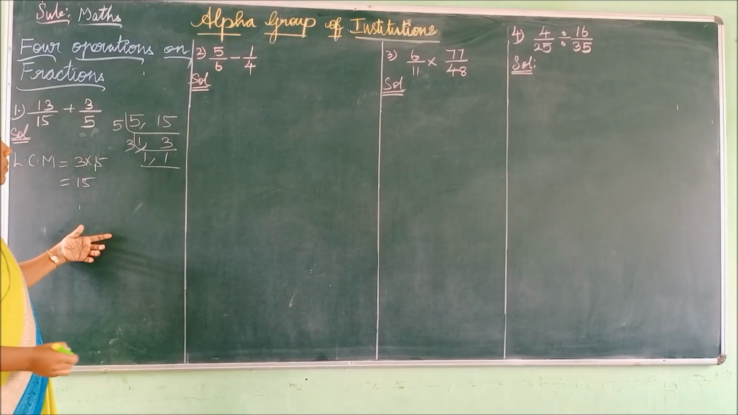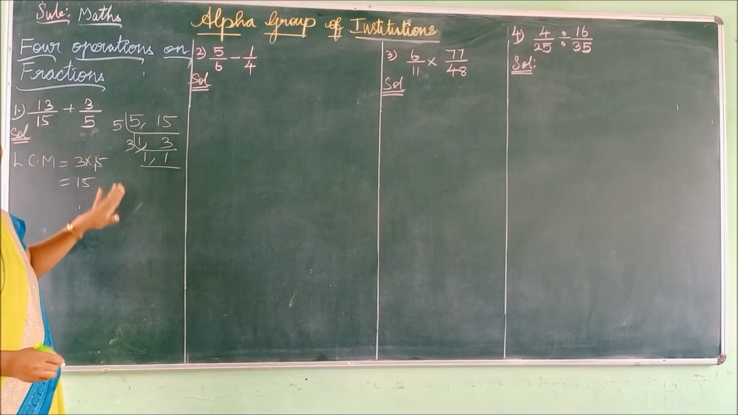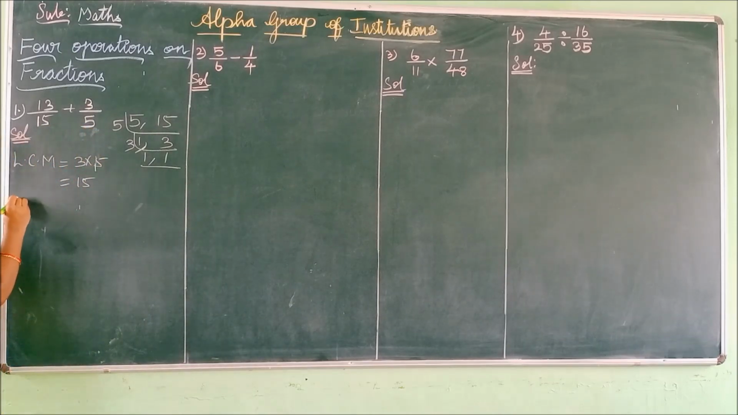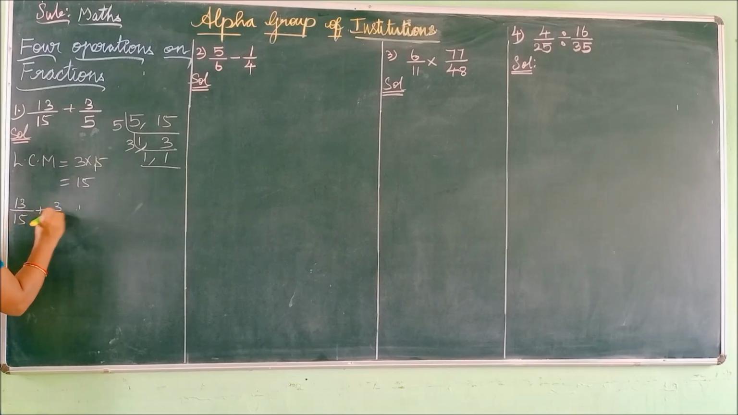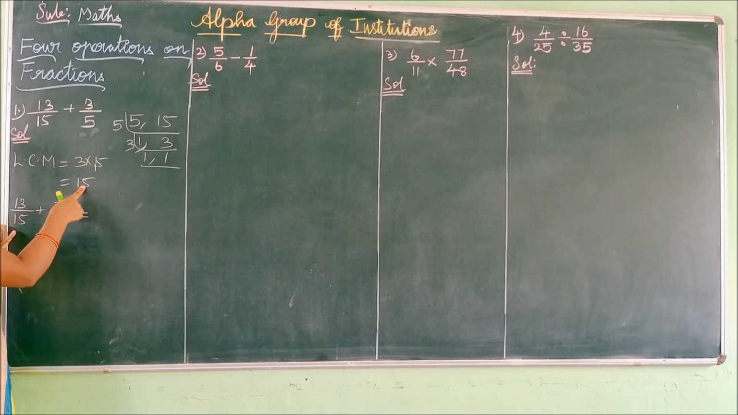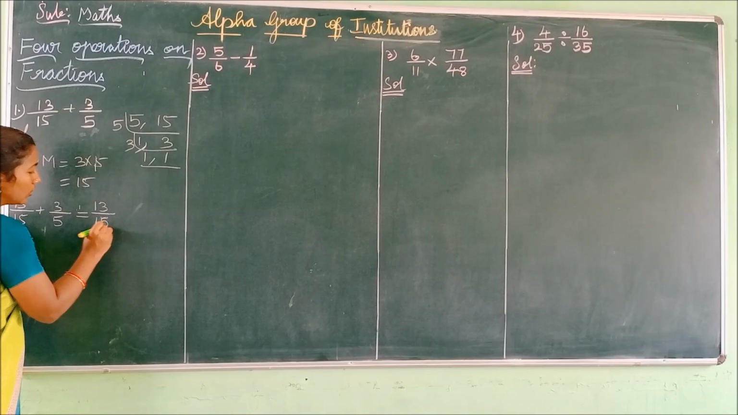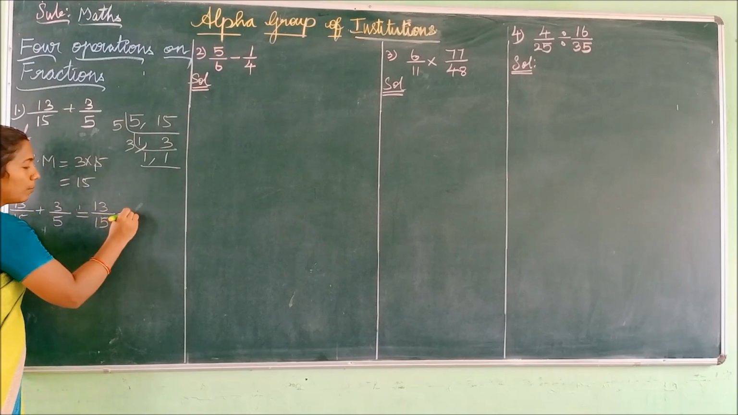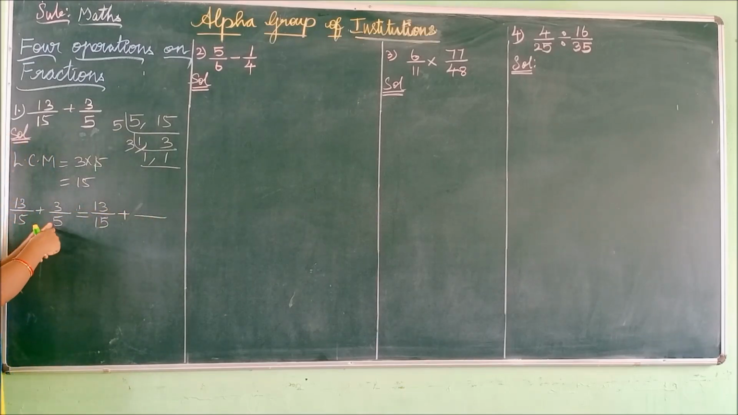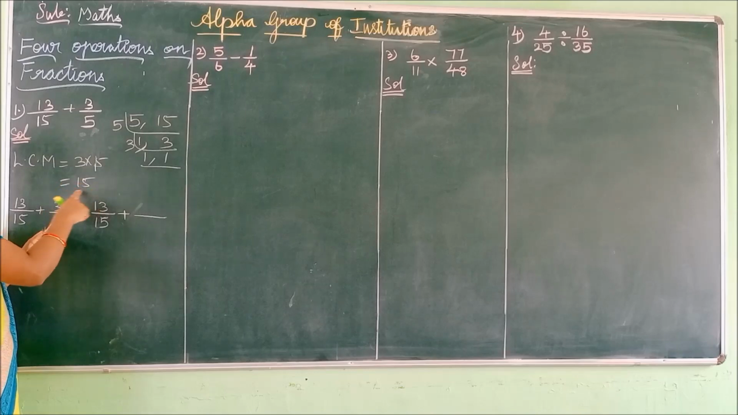What is the next step? We have to convert these unlike fractions into like fractions. How do you convert? First write the question. 13 by 15 plus 3 by 5. See, observe the first denominator 15, the LCM is also 15. So there is no need to change the first fraction. So write the first fraction as it is. Plus, observe the second denominator. Here we have 5. Here our LCM is 15.